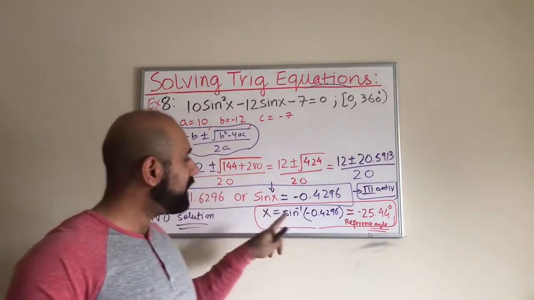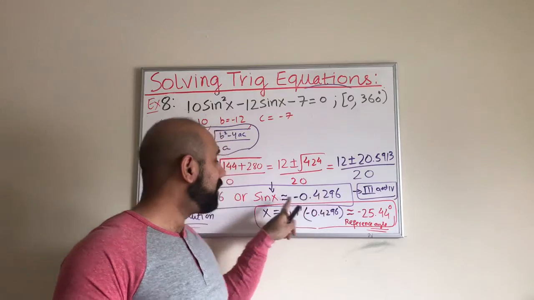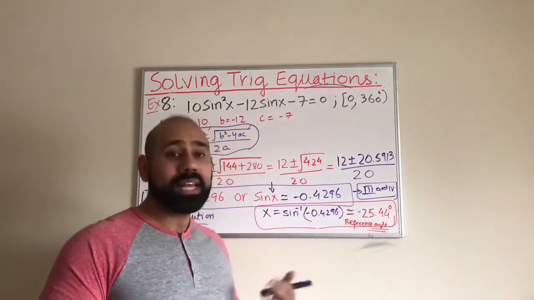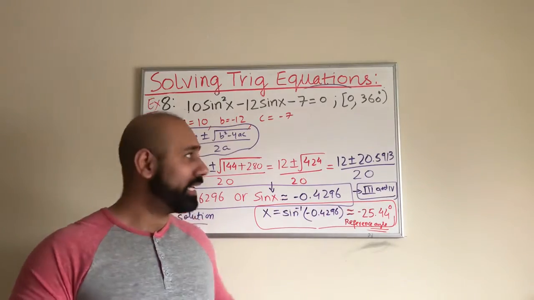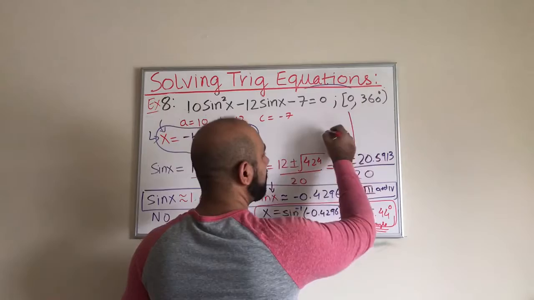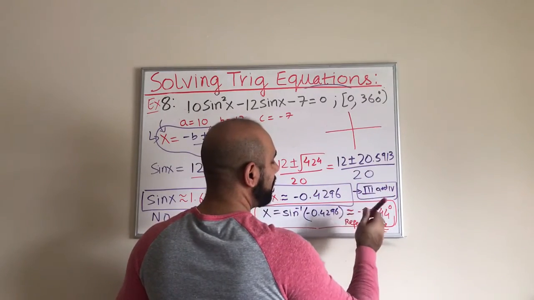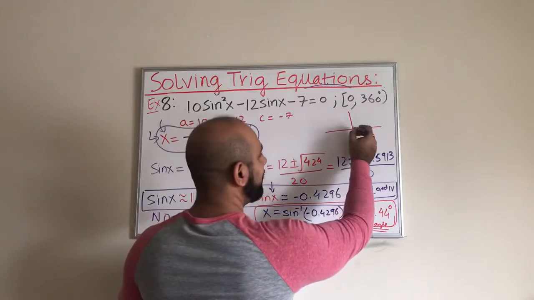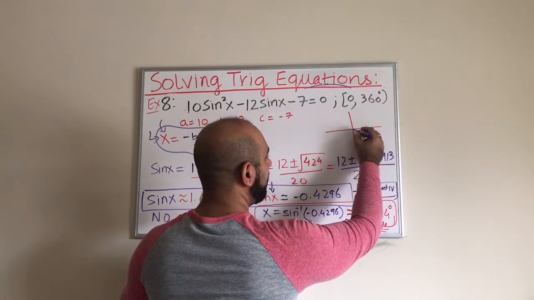Guys, keep in mind, we already know that the final answer or the values for x are going to be in the third and the fourth quadrant. Now this reference angle is going to help us to find out those angles. Guys, how I like to do it from here is I like to draw those quadrants, and then this negative 25.4 for this reference angle. I already know that this is in the fourth quadrant, somewhere right here, right?